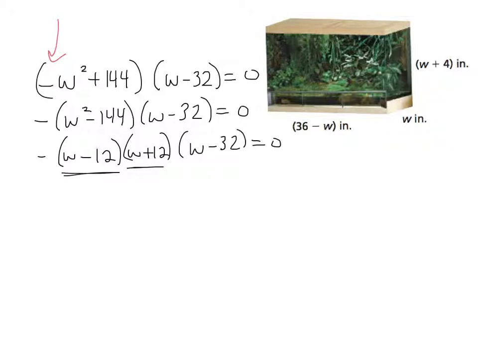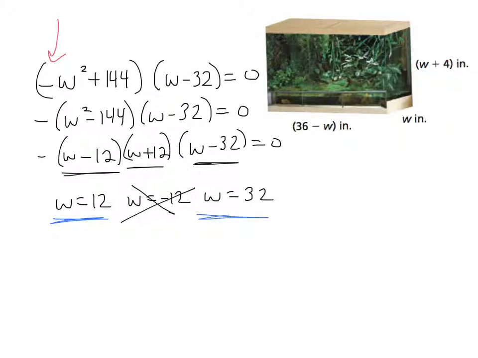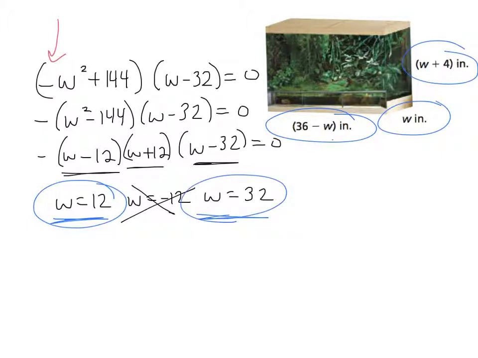I now have three things that I have to set all equal to 0. Now I'm not going to do that because you should be able to do this in your head. This gives you W equals 12, W equals negative 12, and W equals positive 32. Now, the width cannot be negative 12, so we're going to cross that one out. So if we plugged this in, now this is where it's still not easy. I have two values of W. So I plug in W equals 12 to all three of these, and then I plug in W equals 32 to all three of these.